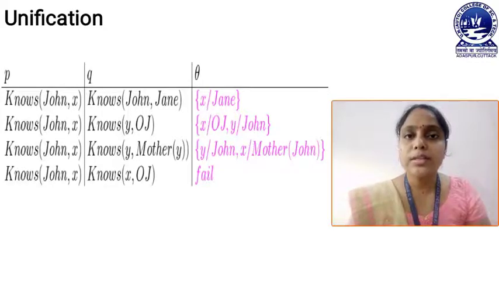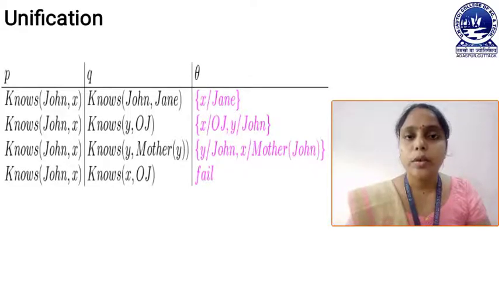Now look at the second one. In the second one, the value of P is Knows(John, x) and the value of Q is Knows(y, OJ). Now here P uses a variable x and Q uses another variable, that is y.